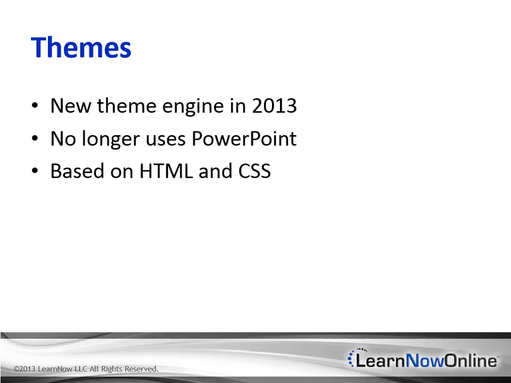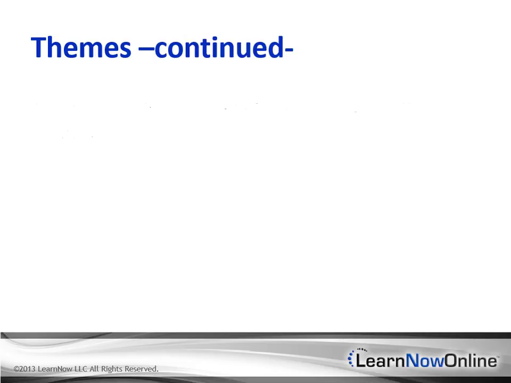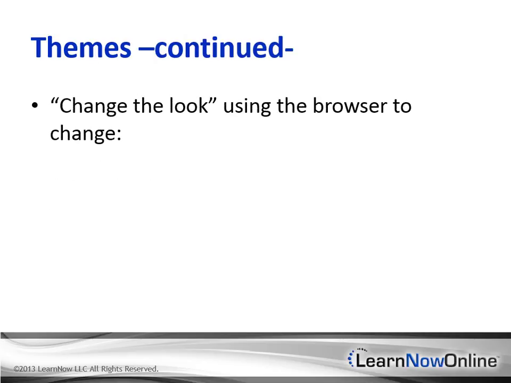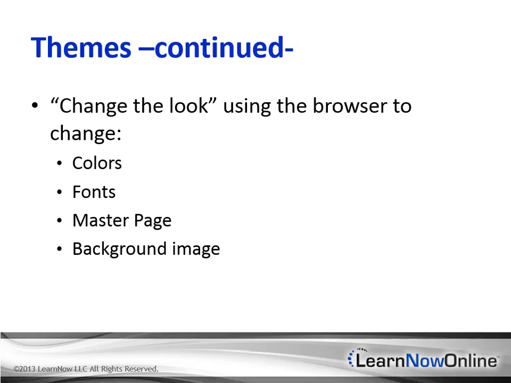You can do everything in a browser with themes, unless you want to start doing your own custom themes, like custom fonts and colors and that type of thing. Out of the box, there's 14 themes that come with SharePoint 2013. The main way to do it is in the settings of your site, there's a navigation item called Change the Look, and that's where you can choose your themes. So the looks are composed of the colors, the fonts, the master page, background image.